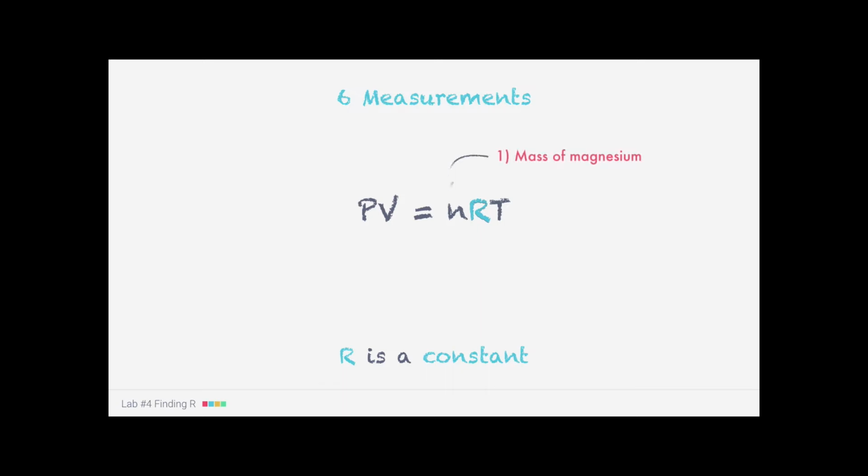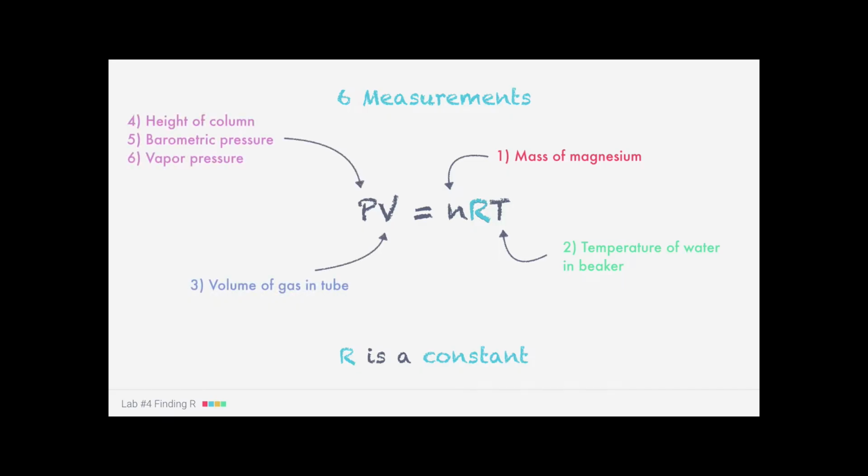We will use the mass of the magnesium and some stoichiometry to get us the number of moles n for our final gas sample. We'll then use the temperature of the water in our beaker as a proxy for the temperature of the gas. Using a eudiometer, we can measure the volume of the gas pretty easily. And lastly, we will determine the pressure of the gas by measuring the height of the column above the surface, the barometric pressure, and the vapor pressure of water at our specific temperature. So remember that you need 6 measurements altogether.